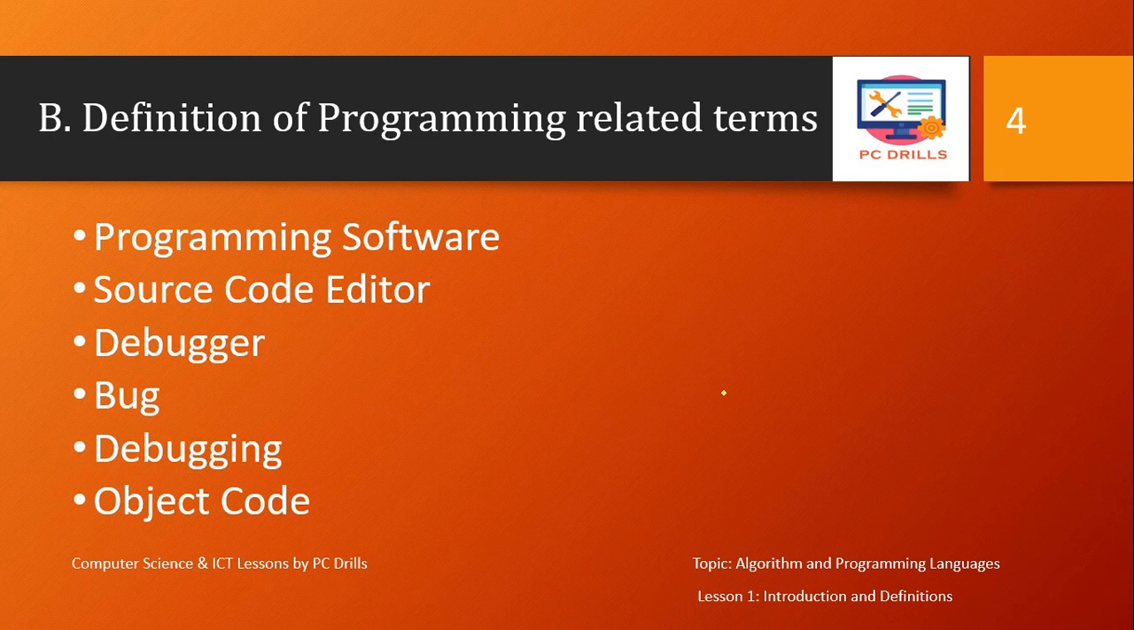And we have some basic terms that, to go through this chapter, you will need to know to your fingertips. There are only a few for this beginning, but very soon we'll explain more and more as we go through the chapter. For this lesson 1, since this is just the basics, we are going to talk about these 6: programming software, source code editor, debugger, bug, debugging, and object code.